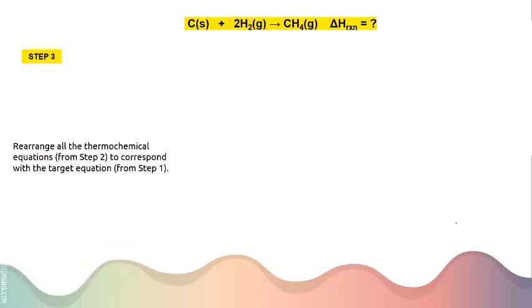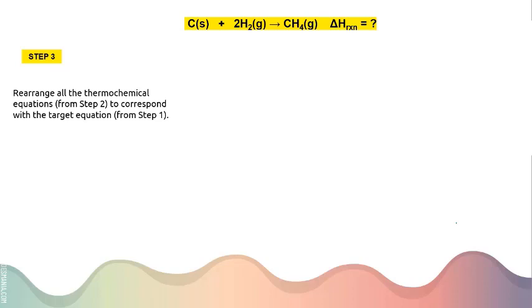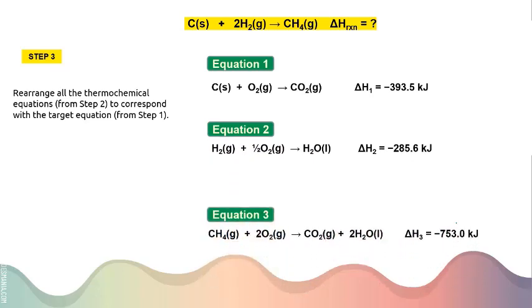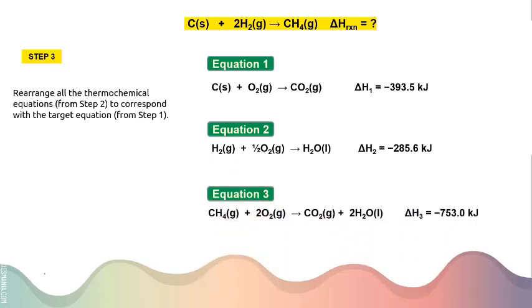Step 3. Rearrange all the thermochemical equations from step 2 to correspond with the target equation, which is from step 1. According to the target equation, 1 mole of carbon appears at the left side of the equation, and carbon appears as reactant. Carbon only appears once, which is in equation 1. Since the coefficient of carbon in the target equation is 1, equation 1 remains.